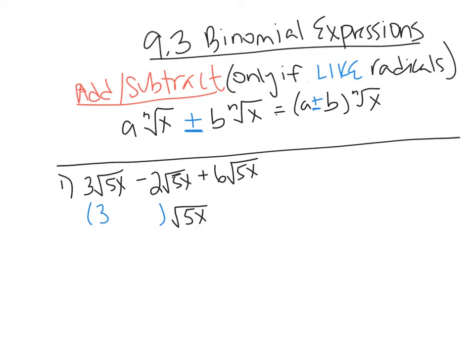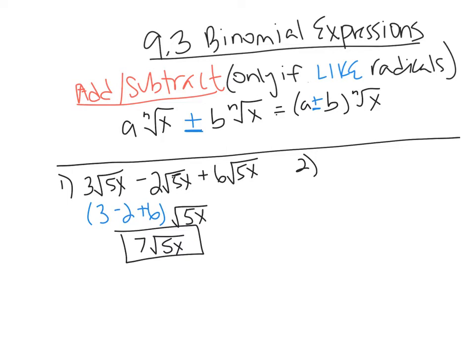So I got a 3 on the outside here. I have a minus 2, and I have a plus 6. So 3 minus 2 is 1. 1 plus 6 is 7. So I end up with 7 times the square root of 5x. And we're done. So let's try another one.